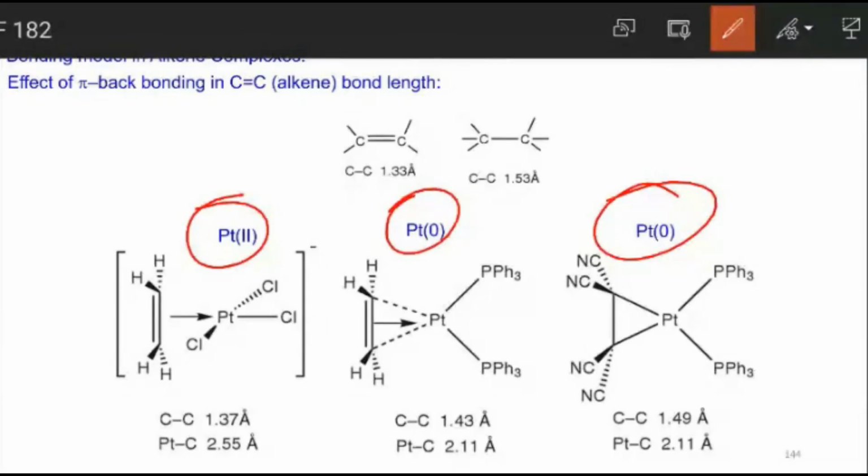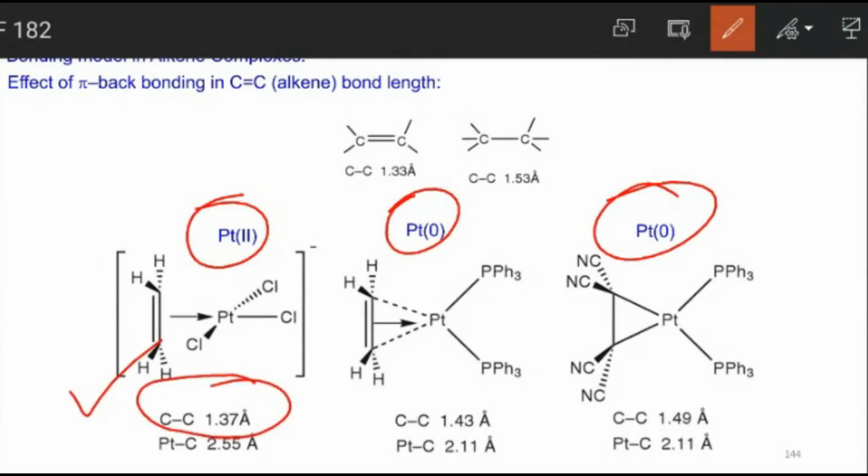If you could see the complex, one is in plus 2, the other two are in 0. The higher the oxidation state, what could be the pi back bonding? Will the pi back bonding be more or less? It will be less. Therefore the pi back bonding will be poor. Therefore carbon-carbon bond strength will be stronger. Therefore carbon-carbon bond distance will be shorter. The shortest one is 1.37 angstrom.